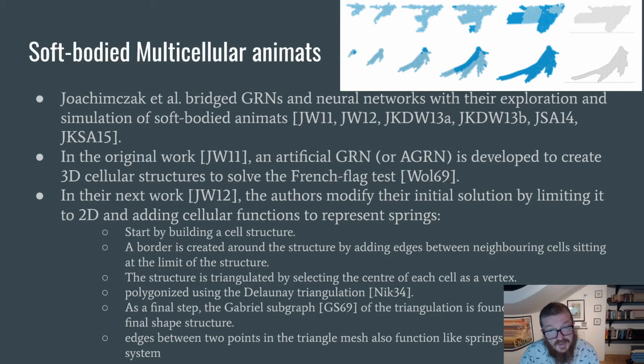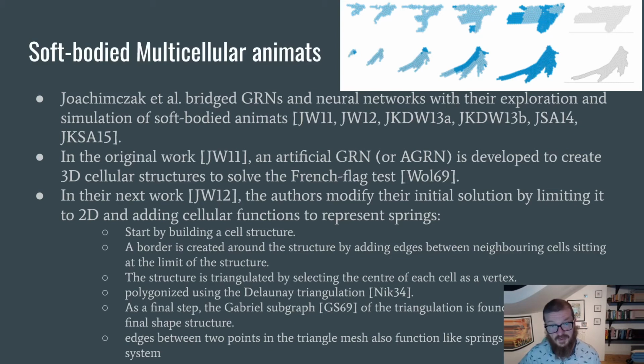In their next work, the authors modify their initial solution by limiting it to 2D and adding cellular functions to represent springs. When the genotype is mapped to a phenotype, the authors start by building a cell structure. A border is then created around the structure by adding edges between neighboring cells sitting at the limit of the structure. The rest of the structure is then triangulated by selecting the center of each cell as the vertex and polygonized using the Delaunay triangulation. As a final step, the Gabriel subgraph of the triangulation is found and used as the final shape structure.